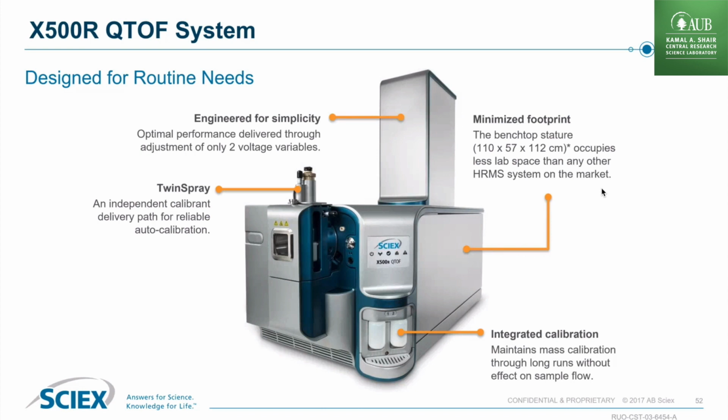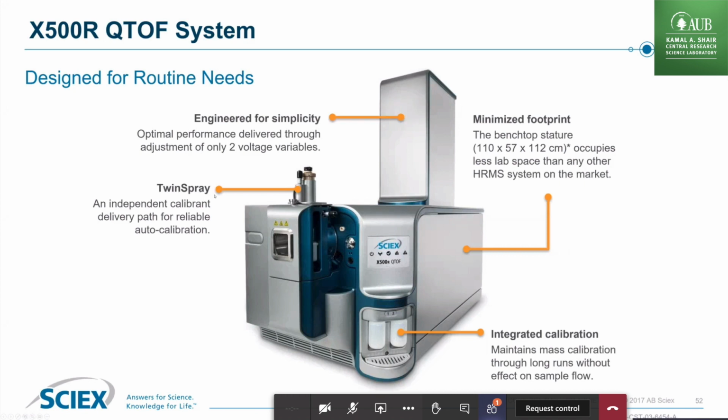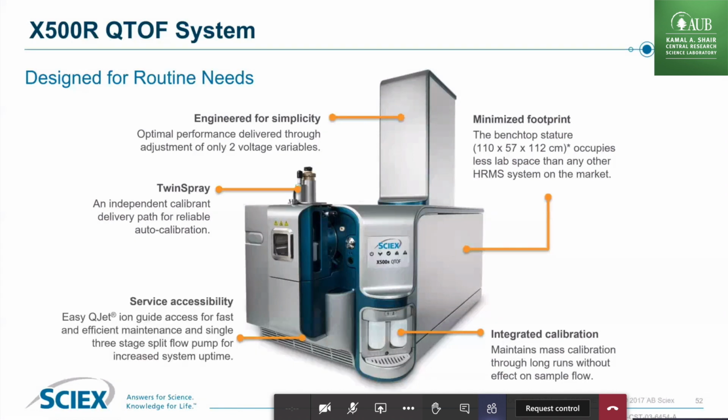And if you do that on a once per hour basis during your batch runs, then you will maintain this 2 ppm mass accuracy, which we just spent so long talking about. So that is then linked to why we have a twin spray and why the source is called a twin spray. The twin spray source has 2 channels in the source. I'll have a closer slide in a few slides.